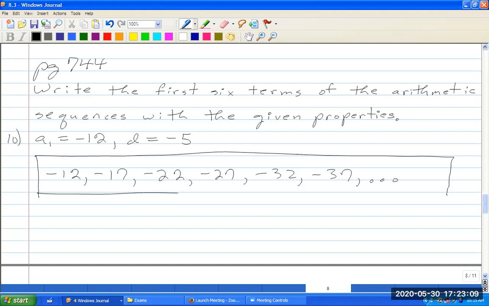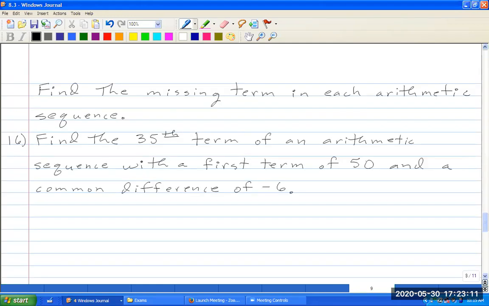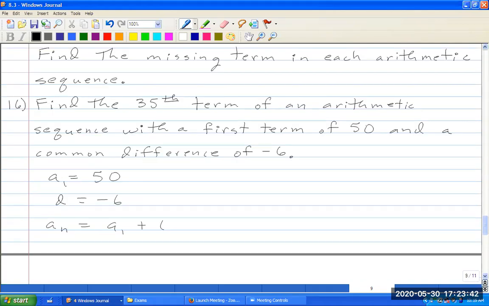Find the 35th term of an arithmetic sequence whose first term is 50 and whose common difference is negative 6. So I can just use the formula for the nth term of an arithmetic sequence. The nth term is just equal to a sub 1 plus (n minus 1)d.